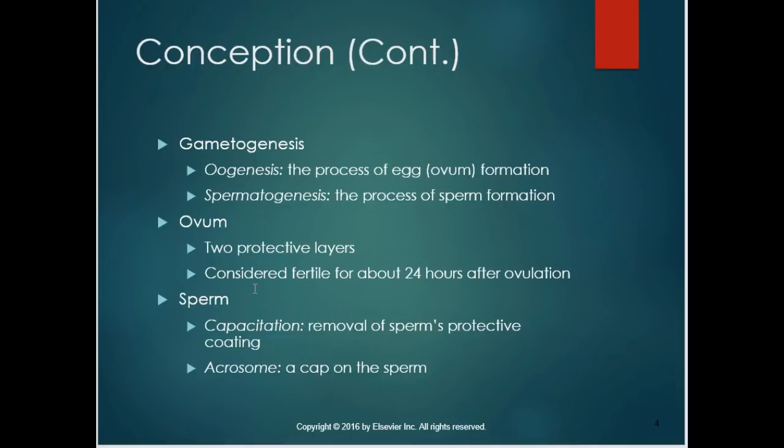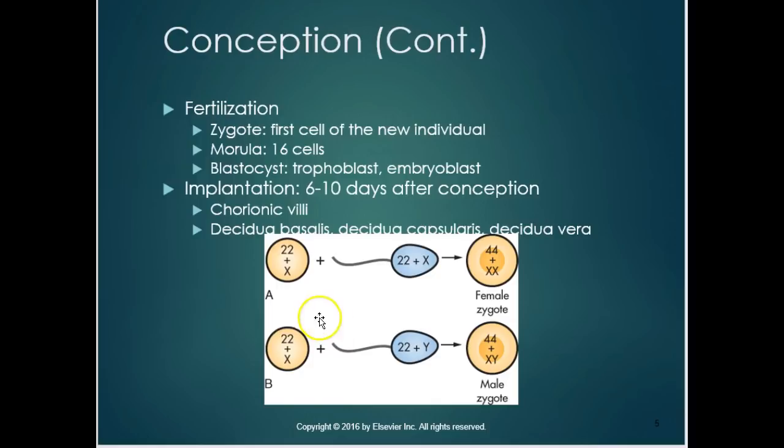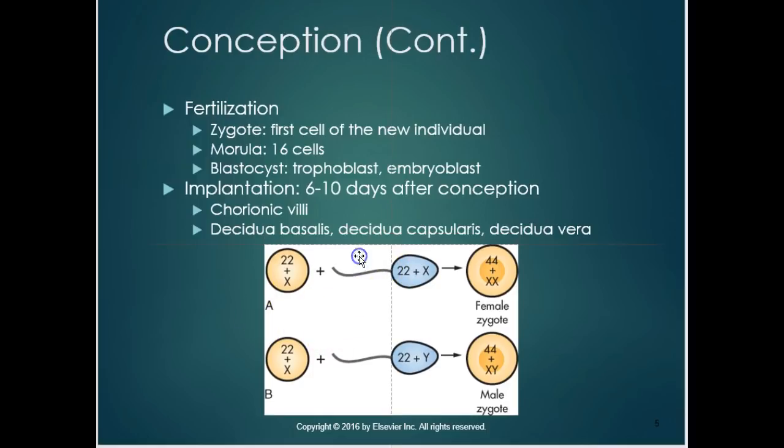So theoretically, you can have intercourse within 72 hours of ovulating, and then you could still have some viable sperm. There are some studies that some sperm can live up to 5 days. So this is why we're very cautious when people are trying to avoid pregnancy by having them abstain 5 days prior to ovulation and 5 days after ovulation. Sperm have capacitation, and that's the removal of the protective coating so that they can inject their DNA. So the male is responsible for the sex of the embryo.